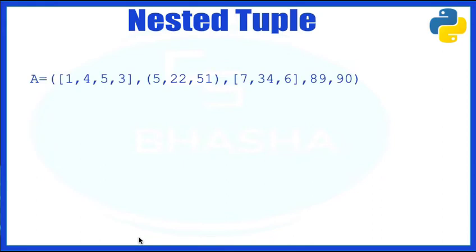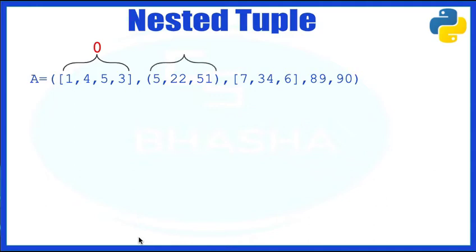Nested tuple means when you're having a tuple containing either another tuple or a tuple containing a list or a tuple containing a dictionary. How are we supposed to read it? Please have a look at this diagram. So this is my first element of the tuple A, which means its subscript is 0.